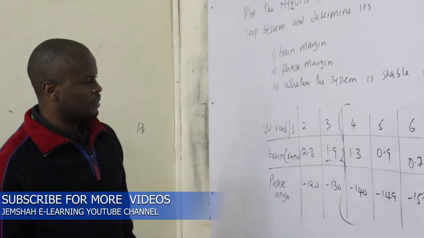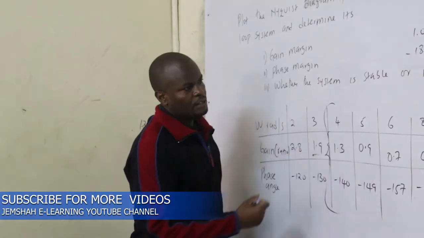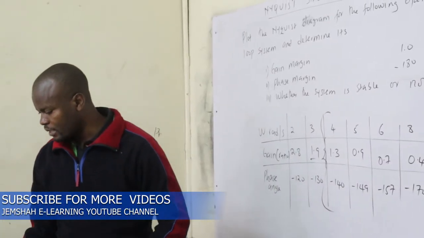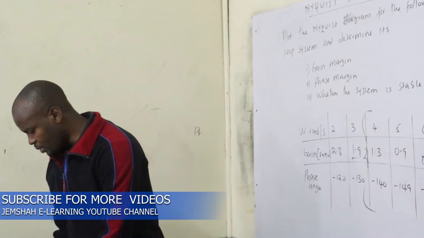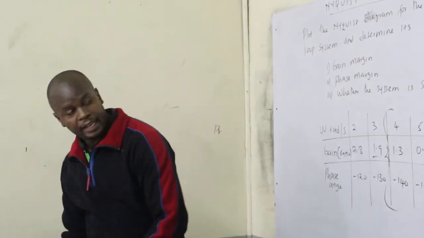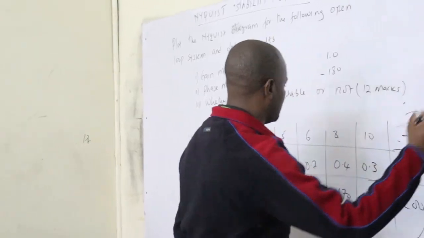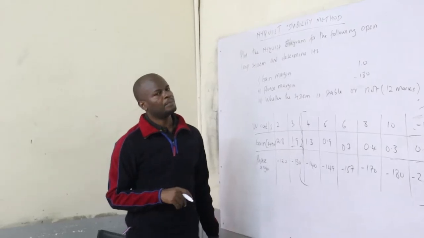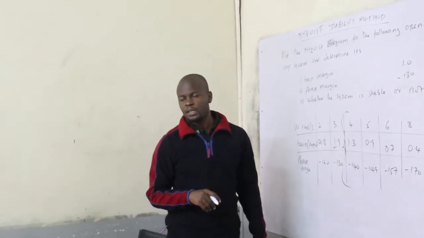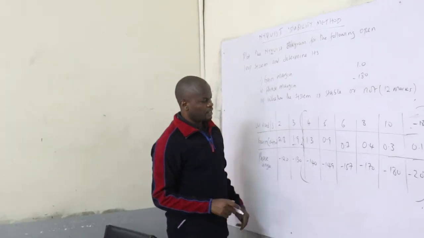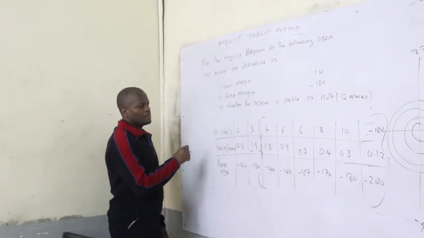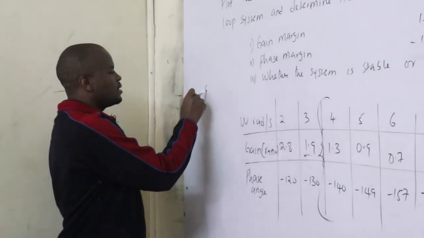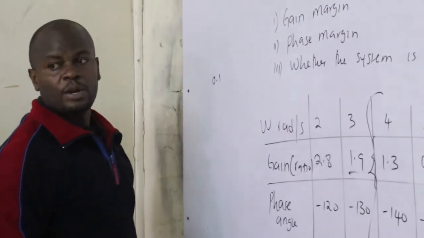So from there, we are now going to plot. And the first thing that you're supposed to do is to have a scale. If you look at the Nyquist plot, it has got 10 small circles. So we want a value that is going to cover 1.3. If we say that each small circle represents 0.1, we are not going to achieve that.